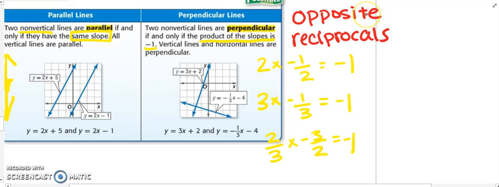So opposite meaning they need to have opposite signs. One's positive, one's negative. Reciprocal meaning you flip the fraction. So 2/1, the reciprocal is 1/2. Now, again, the hardest part here is making sure you're careful about negatives and everything.